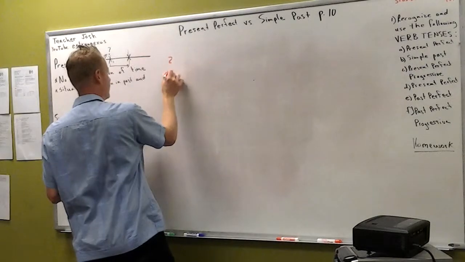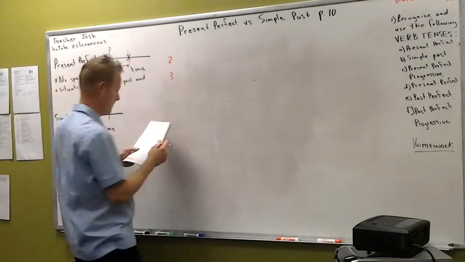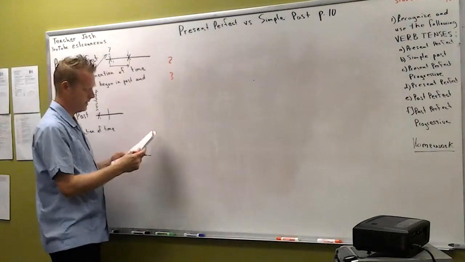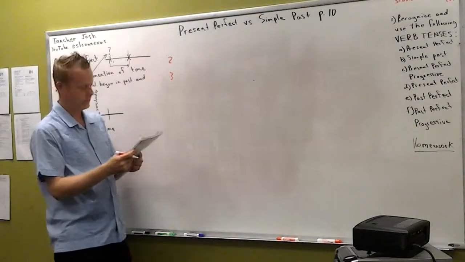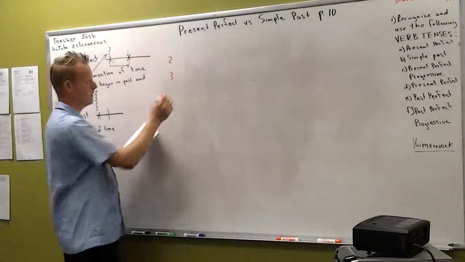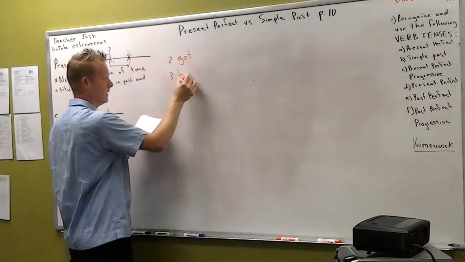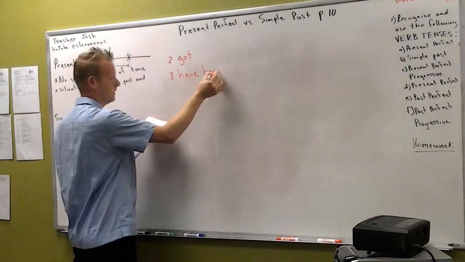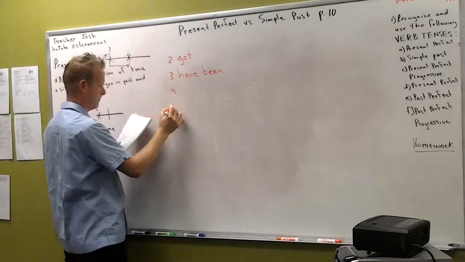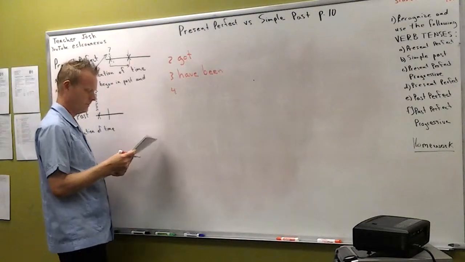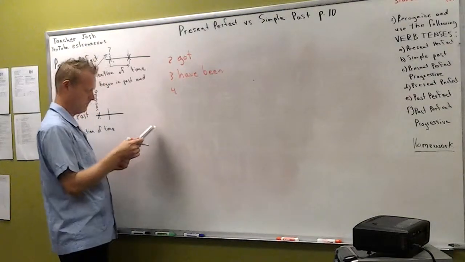Interviewer: How long have you been married? Woman: We got married in 2009, so we have been married for just a few years. Is that good? Good job. Have been is correct.